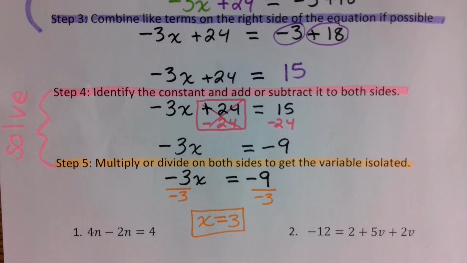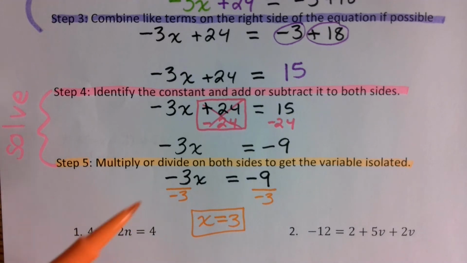Okay? So again, you distribute if possible. Then you combine terms on the left side if possible. Combine like terms on the right side if possible. And then you start solving. Identify a constant if you've got one, and you'll add or subtract it to the other side. And then you either finish it off with multiplication or with division.